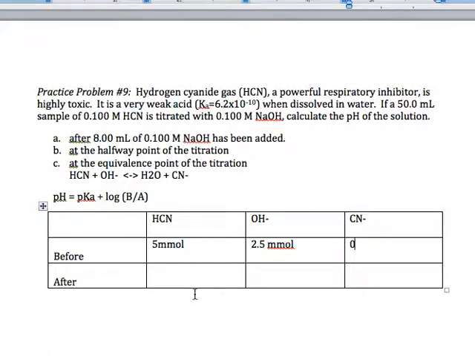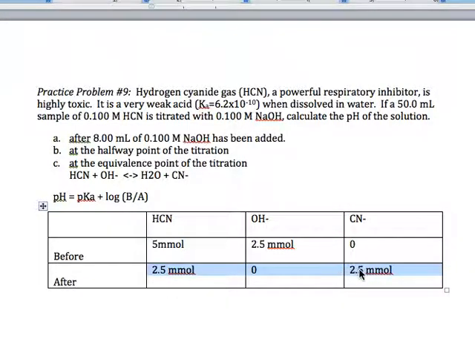I don't have any conjugate base. OH is still limiting, so afterward I'm not going to have any of that left. 5 millimoles of the acid. Again, this is reacting at a 1-to-1 relationship. So I'm going to have 2.5 millimoles of the acid left. And over here, if this is limiting, my 2.5 millimoles is now going to be my conjugate base too. So here's the halfway point.